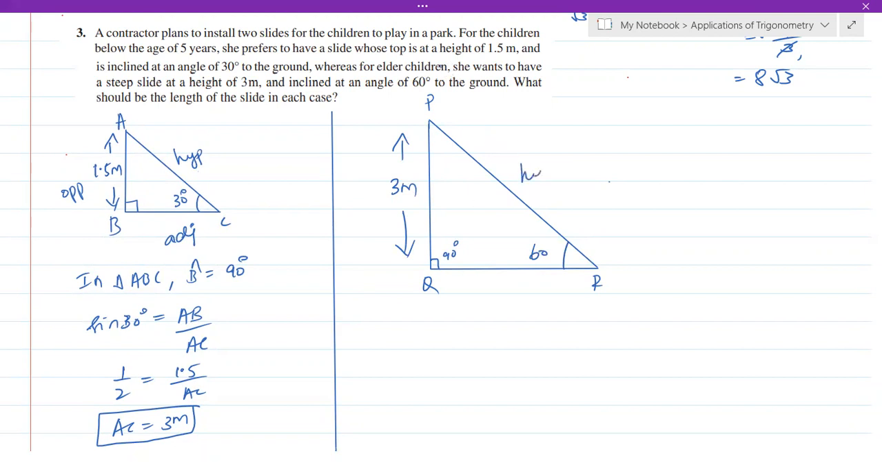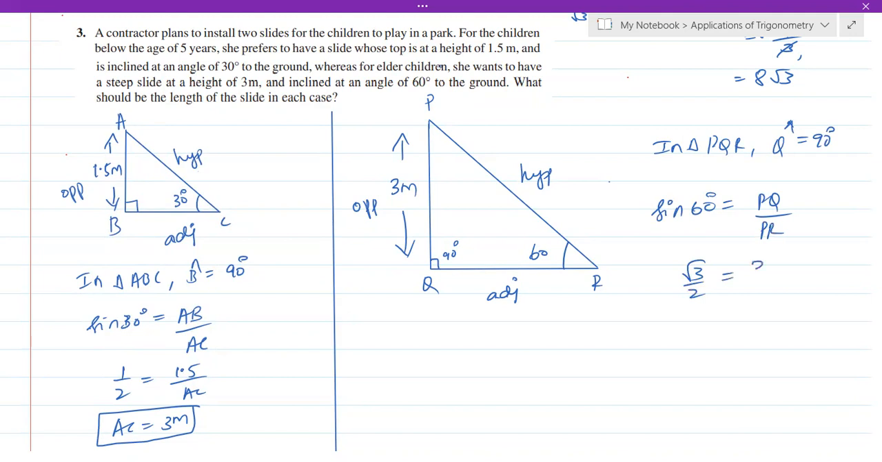So this will become hypotenuse. Again, this is opposite and this is adjacent. The same logic, they have given us opposite and they're asking us to find hypotenuse. So in triangle PQR, angle Q is 90 degree. Therefore, we are going to use sine because opposite is given and they're asking hypotenuse. So sine 60 is equal to opposite, that is PQ, by hypotenuse, PR. So sine 60 degrees, we know that it is root 3 by 2. PQ is 3 meters and PR we have to find.